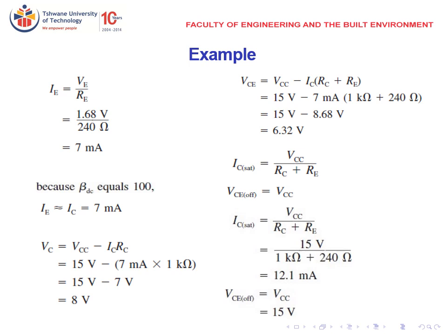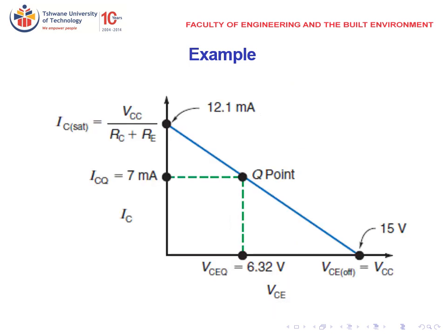So IC at saturation here will be 15 divided by the value of RC 1 kilo ohm plus RE 240. So it's giving us 12.1 milliamperes, and then VCE at cutoff will be equal to our VCC, which is 15 volts. Then you draw your DC load line showing the value of IC at saturation and ICQ, and then VCEQ and VCE at cutoff.